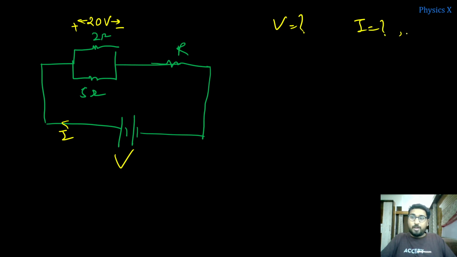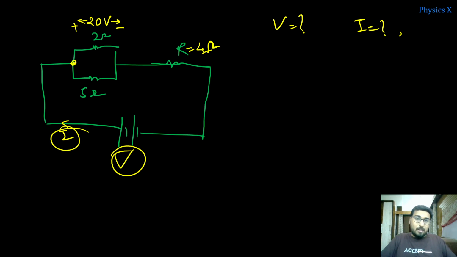And the value of R is given to you, and it is, let us say, 4. So now you need to find the value of I and V. So how can you find? You need to find I also, V also. Both are not given. So how can you find?